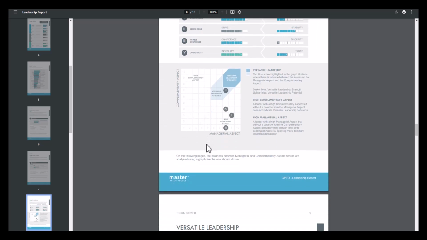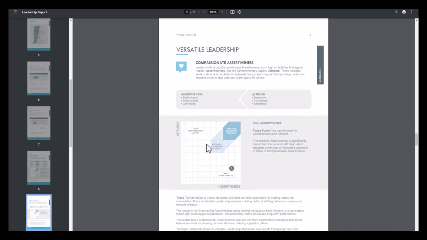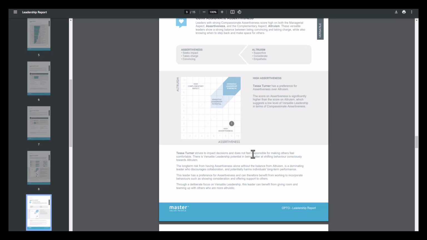On the next page, we dive deeper, exploring each pair of aspects in detail. We start with a pair called compassionate assertiveness. There is a brief description of what it entails, which the two aspects are, and then again the matrix, but this time showing only the first point. Additionally, there's an analysis of the results, both on the right side of the matrix and beneath the image.